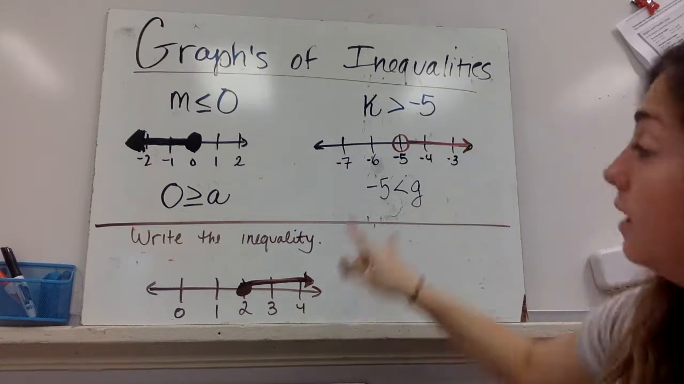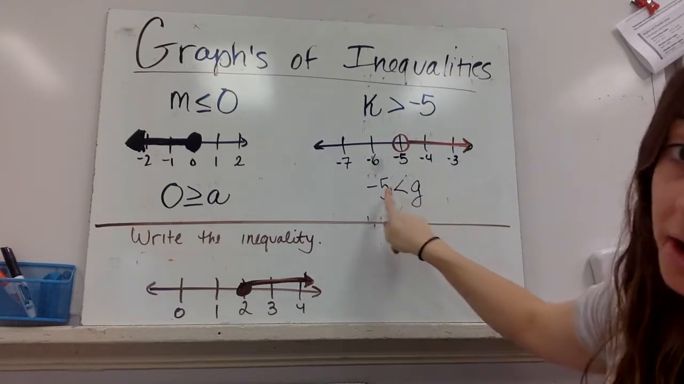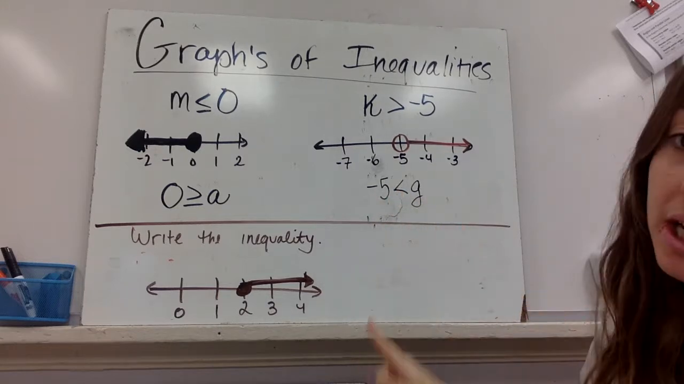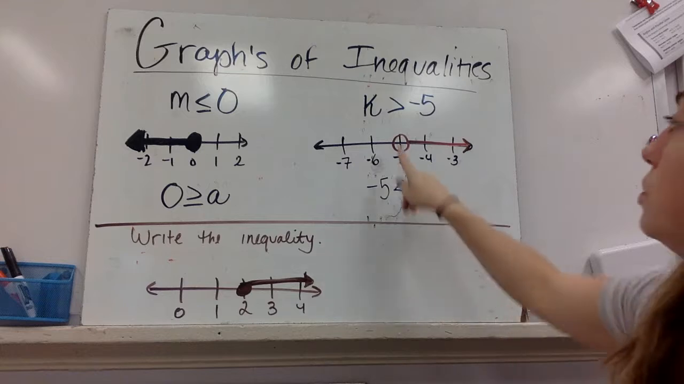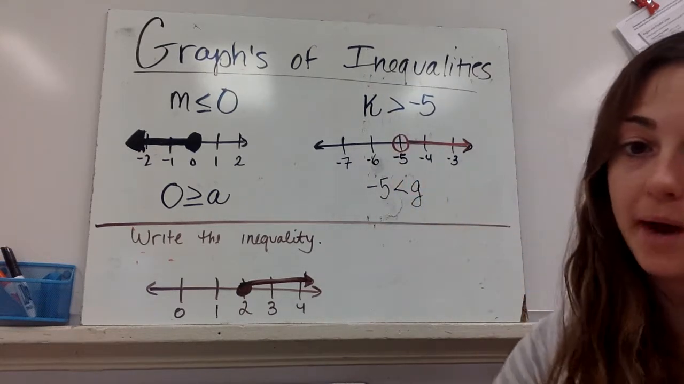Again, if you're going to have it flipped where your variable comes second, notice how the inequality is flipped. So -5 is less than g is equivalent to this. So remind yourself of that when you do need to flip it. Say you get an answer like this, but you're not sure, make sure you flip that around.